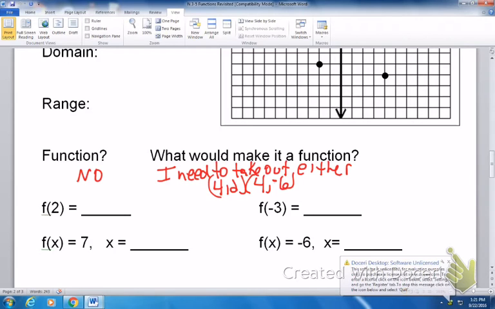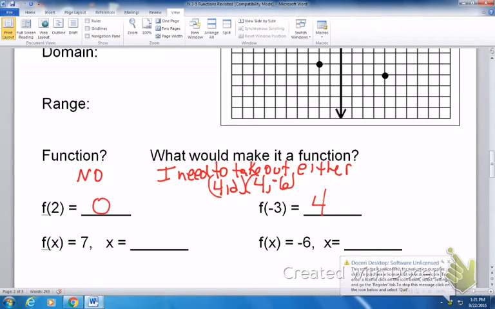First it says f of 2. That means I want to look at the points and find the point where x is 2 and give me the y value. Well, when x is 2 and the point 2, 0, y is 0. Then I need to look at f of negative 3. Well, when I look up there and find my x is negative 3, my y is 4.